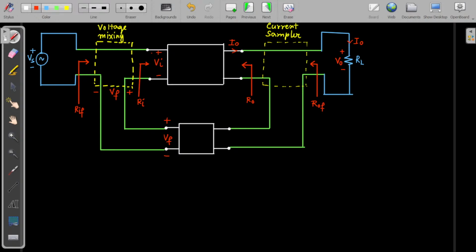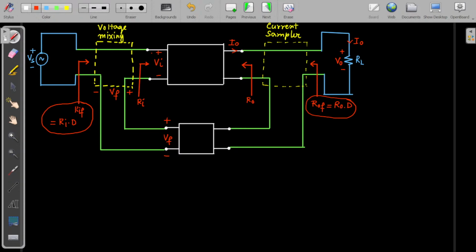Now the most interesting thing is that R0F will be equal to R0 into D, and RIF will be equal to RI into D, since it is voltage mixing. So you can see the effect of feedback on the input impedance and the output impedance. Here the output impedance has been increased and the input impedance has also been increased.